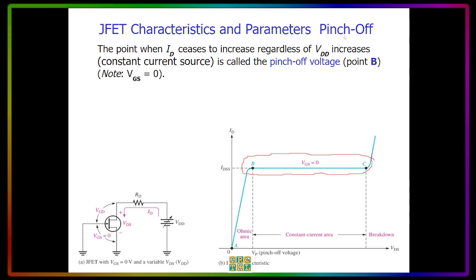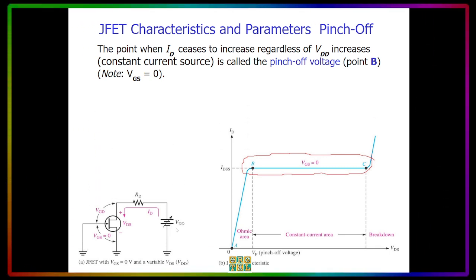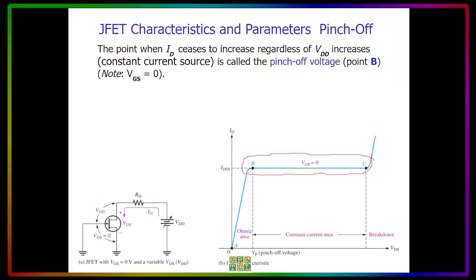Now for the pinch off, this is the point when the current on the drain, ID, stops increasing even if you increase the VDD. The situation is the same: the VGS is equal to 0 because there's no VGG applied. And when you change the VDD and it's no longer affecting the ID, it means you have already started the saturation point of the IDS. So we call this saturation current IDSS. This is from letter B to letter C in this drawing.